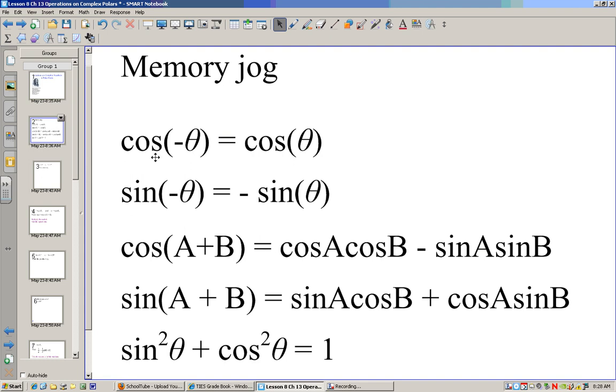If we take the cosine of negative theta, that's the same thing as cosine of theta. And the sine of negative theta is the same thing as negative sine theta. And these two are the formulas for the expansion of cosine and sine of a plus b. Cosine of a plus b is cosine a cosine b minus sine a sine b, and sine of a plus b is sine a cosine b plus cosine a sine b. And the last one, hopefully everybody remembers, sine squared plus cosine squared equals 1, the Pythagorean identity.